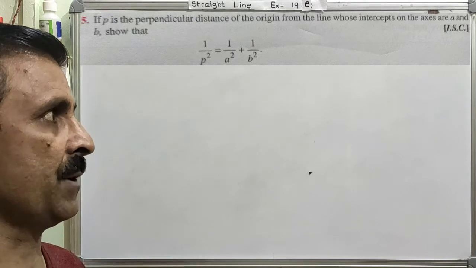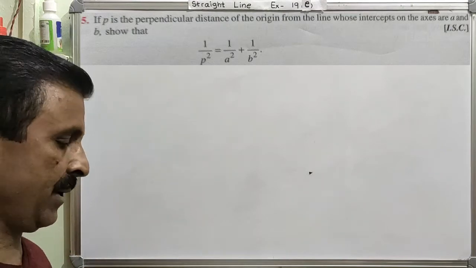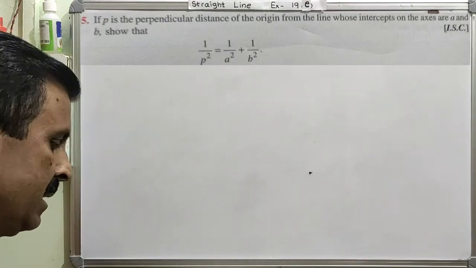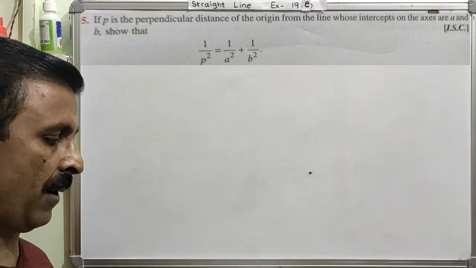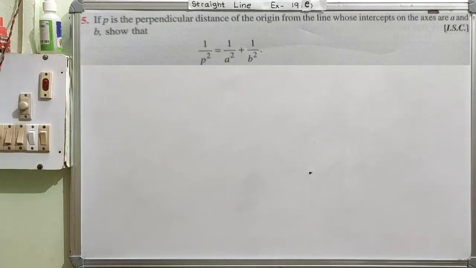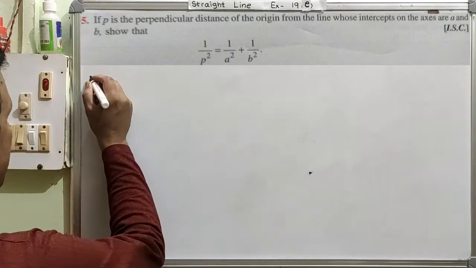This is the last question for the day, right? In question number 5, we are given a relation. We have to prove that this relation is true. The condition for this relation is that P is the perpendicular distance of the origin from the line whose intercepts on the axes are A and B. Clear? So let us first try to understand this question.